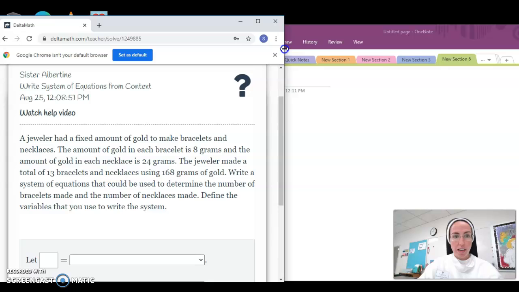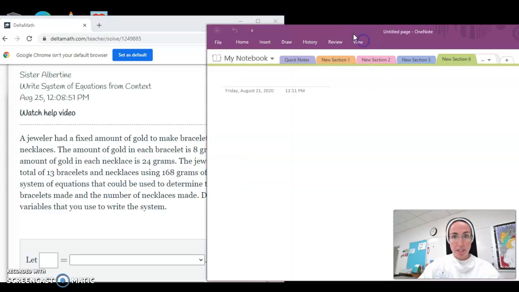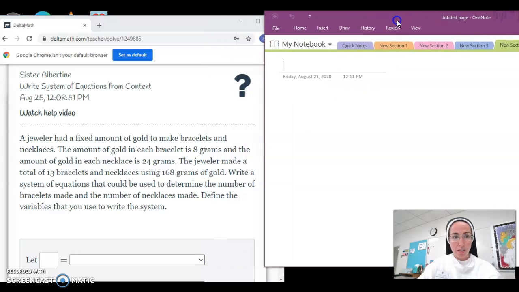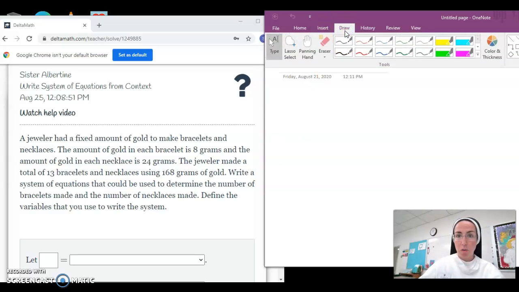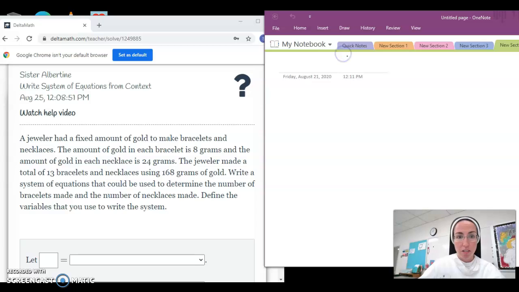A jeweler has a fixed amount of gold to make bracelets and necklaces. The amount of gold in each bracelet is 8 grams and the amount of gold in each necklace is 24 grams. He makes a total of 13 bracelets and necklaces using 168 grams of gold. So we want to make a system of equations to figure out what? Well, the number of bracelets he made and the number of necklaces made.